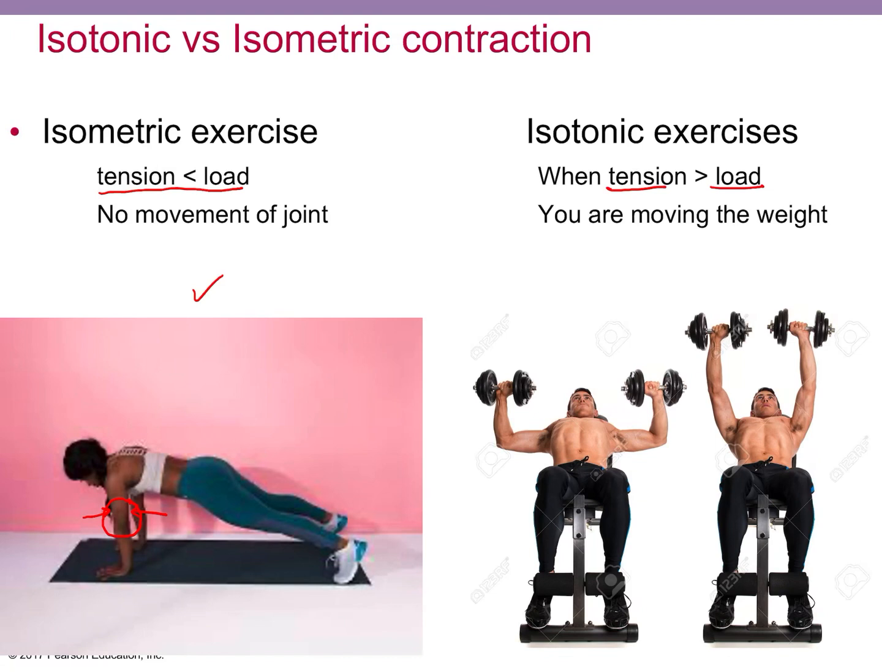So I have an example, bench pressing. So if you're looking at the types of isotonic, you can have a concentric contraction where the muscle gets shorter. You can also have an eccentric contraction where the muscle actually gets longer. Okay, but the idea is that you're actually moving the load, right?